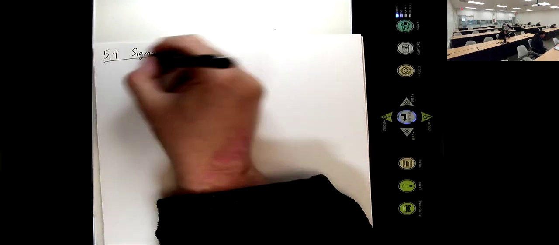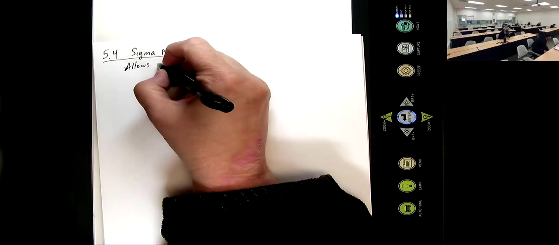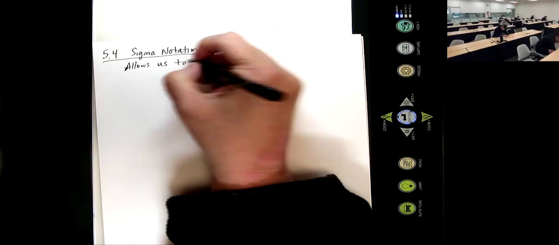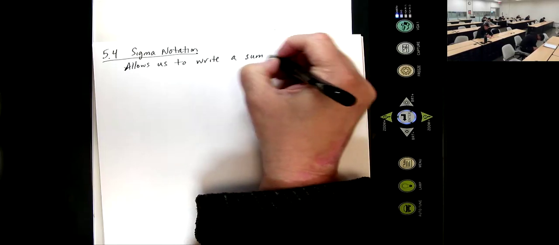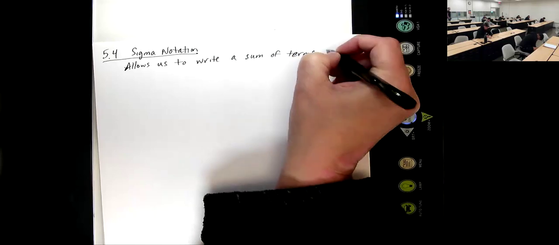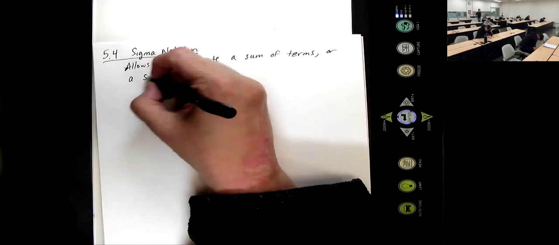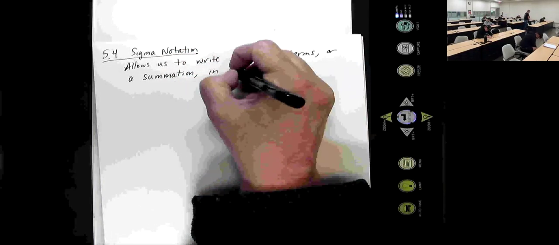Sigma notation allows us to compactly write summations, a sum of terms, or a summation, in a compact form.